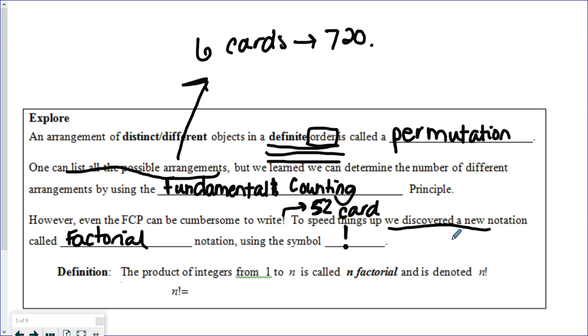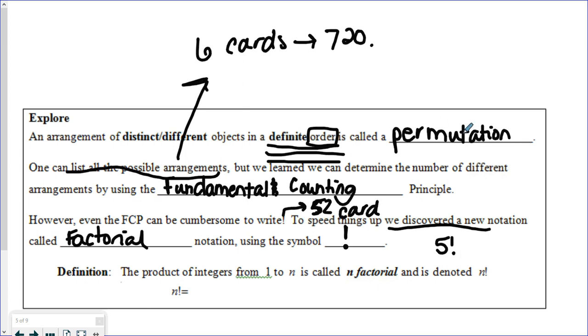So sometimes we'll see something that says 5 factorial. And I know that you really want to yell 5 as loud as you can because you're excited because there's an exclamation mark and there's never exclamation marks in math. But that's the factorial notation. So what that actually means. So the definition is the product of integers from 1 to n is called n factorial and denoted by n exclamation mark. So n factorial, this is probably easier to represent with numbers.